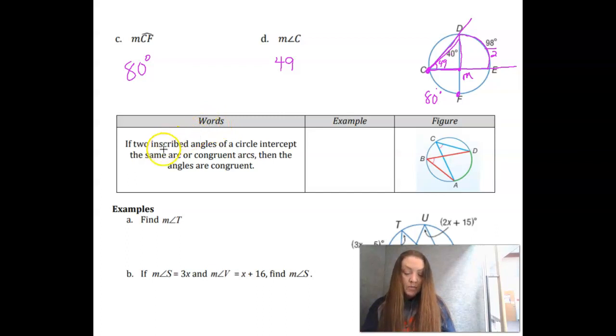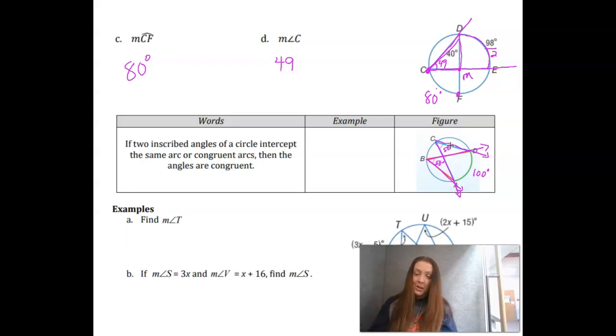If two inscribed angles of a circle intercept the same arc or congruent arcs, then the angles are congruent. That should make sense because if I have angle B, that intercepts arc AD. And so let's say if this was 100, then this would be 50. And same idea, angle ACD, if we extend it, is also intercepting arc AD. So if that's 100, then this is 50. And so it kind of goes both ways. If I know my angles are congruent, then they have to either intercept the same arc or congruent arcs, and vice versa.